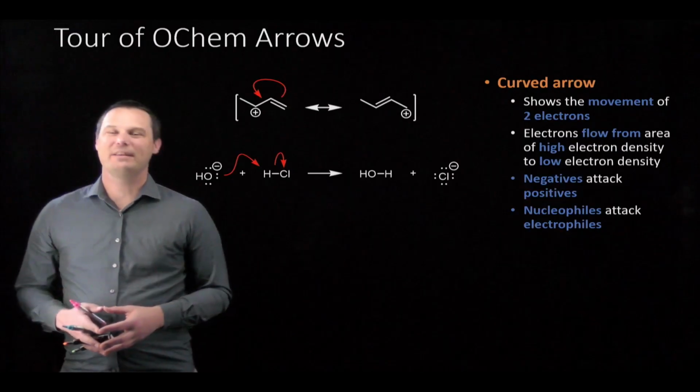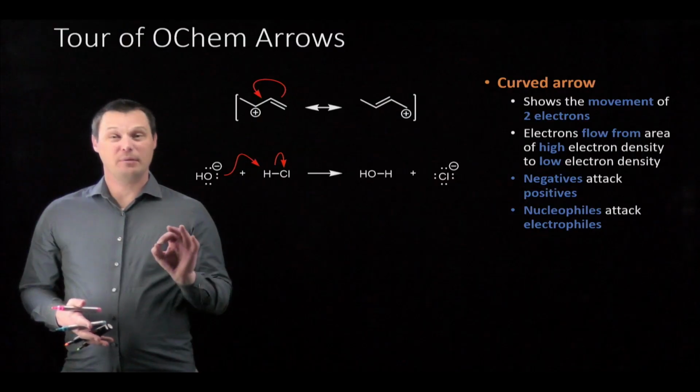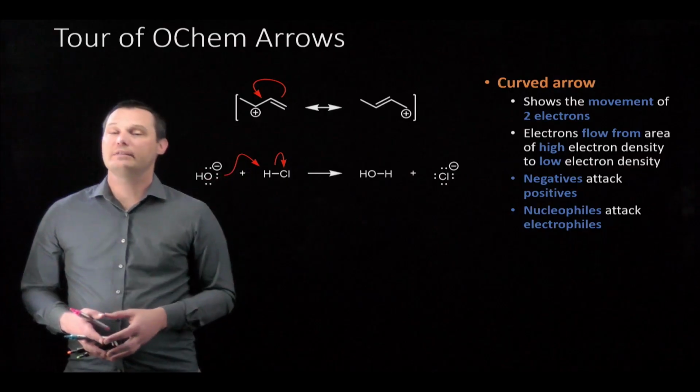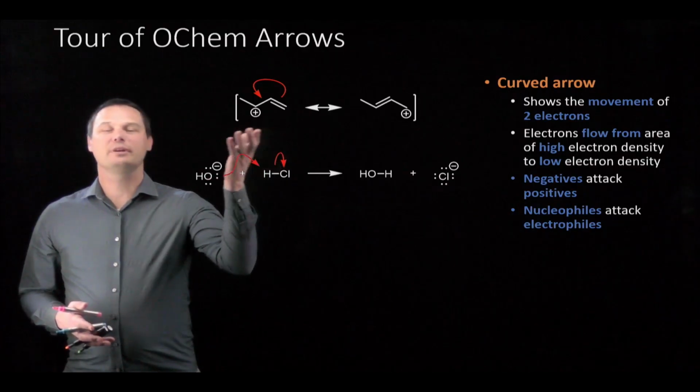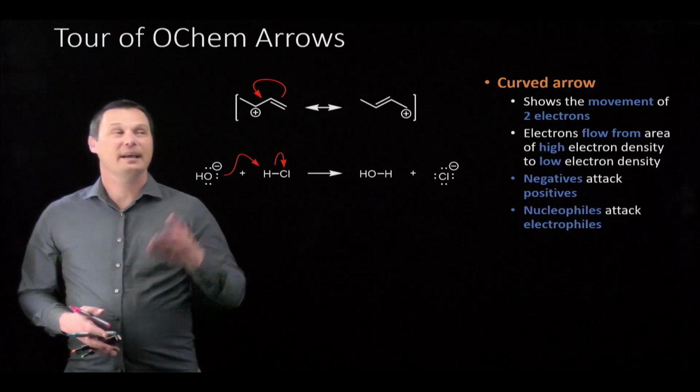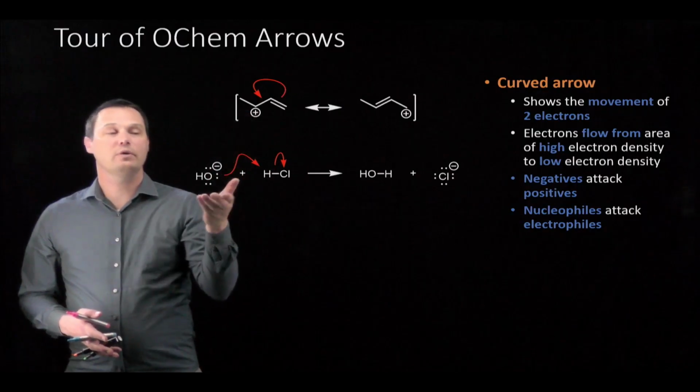And now we get to my favorite arrow as an organic chemist. The curved arrow is probably the most important arrow in organic chemistry. The curved arrow is our main storytelling device in organic chemistry. The curved arrow shows the movement of two electrons as they move from a place of high electron density to a place of low electron density. That can either be in the form of resonance contributors or in the form of a reaction.